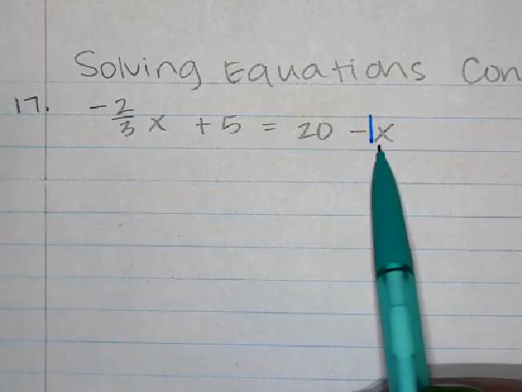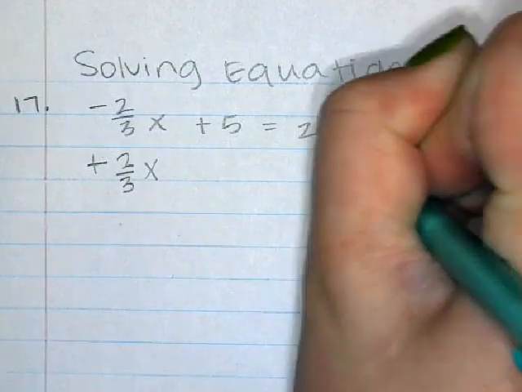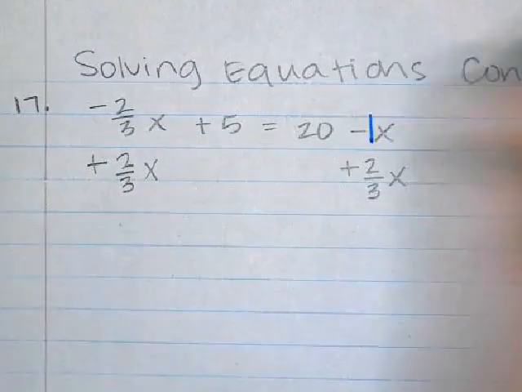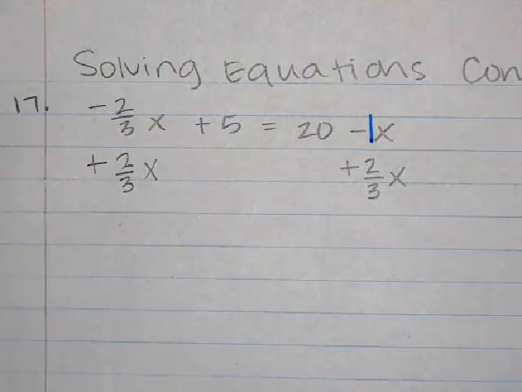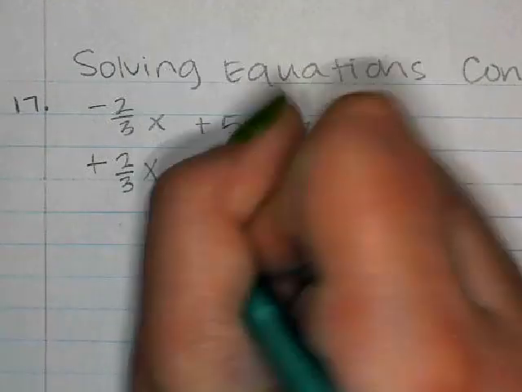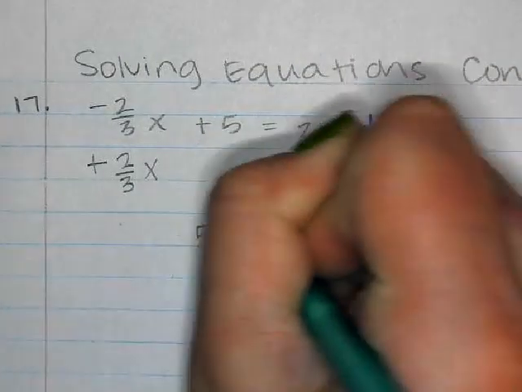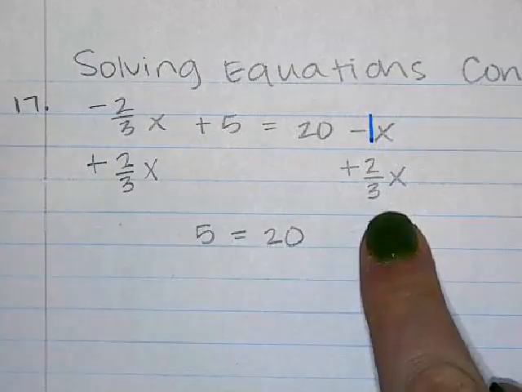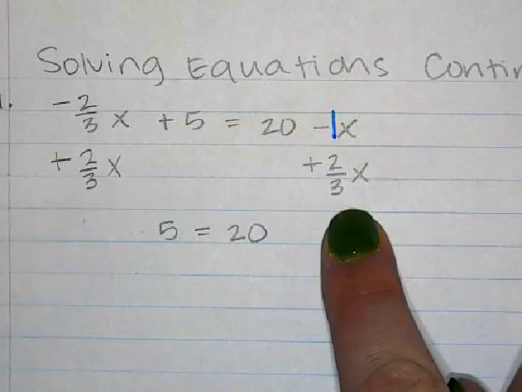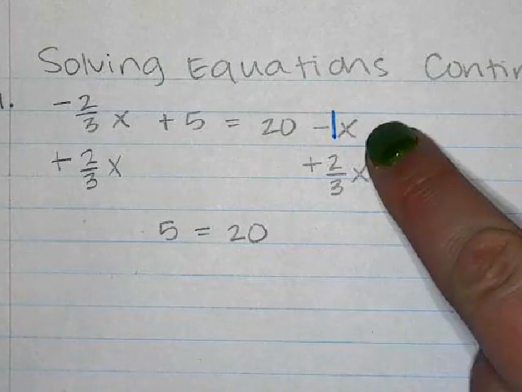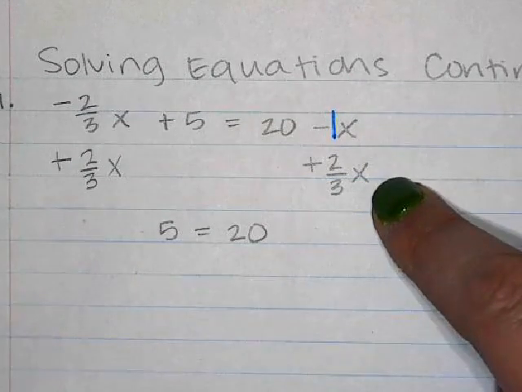Okay, so if we want to take the x's and move them to the right, then we're going to say plus 2/3 x plus 2/3 x. And then we have 5 equals 20, and we have to see how many x's we have. So I've got negative 1x, and I'm going to add 2/3 to that.